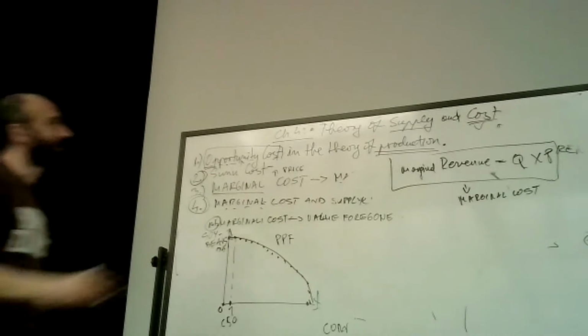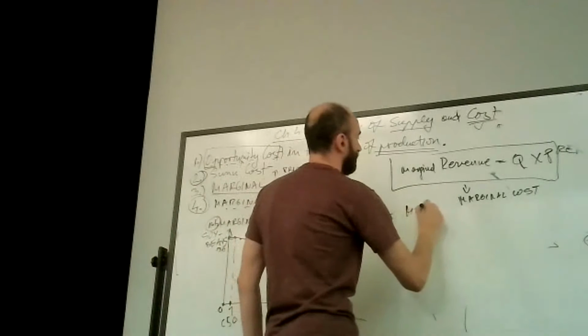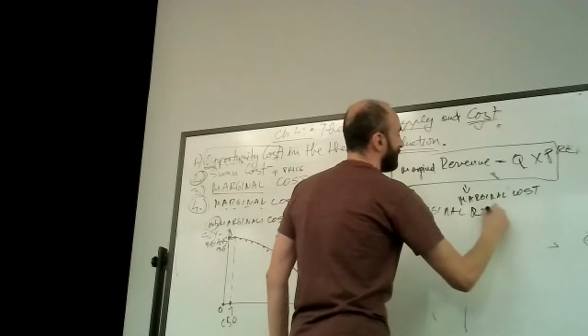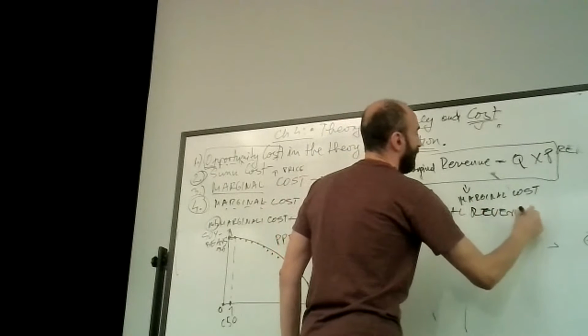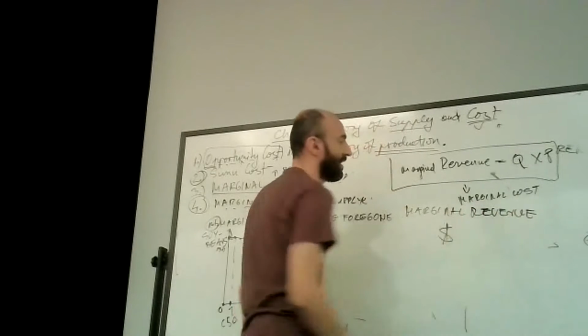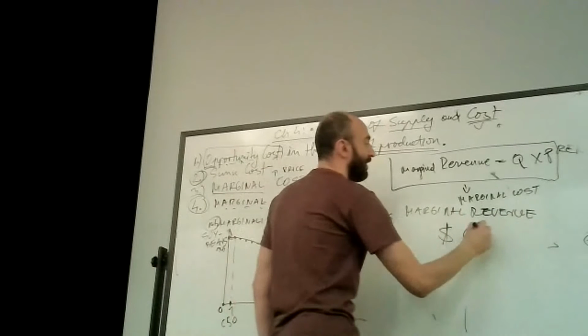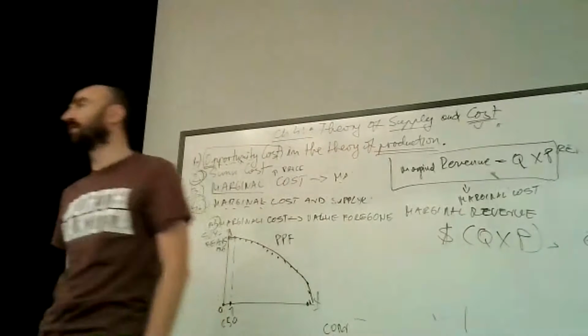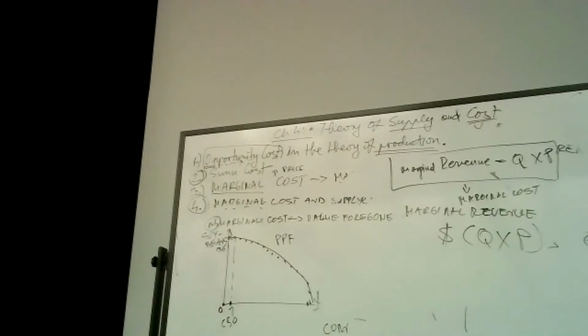That's marginal revenue. We call that marginal revenue product. We can call it just marginal revenue. That's the dollar amount that you gain by producing a certain quantity times price per unit. Whichever one is greater, you do that thing. Now, what is the problem here?